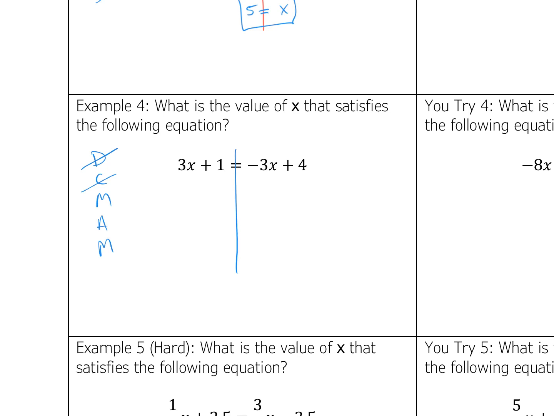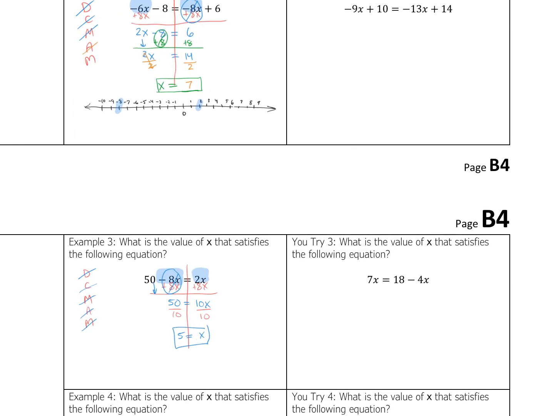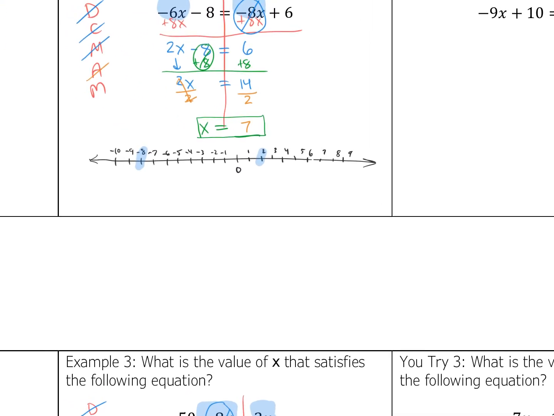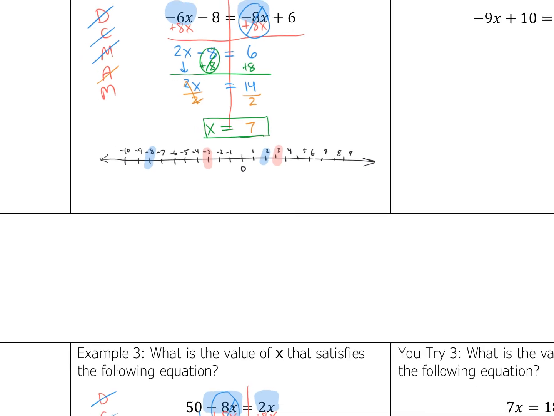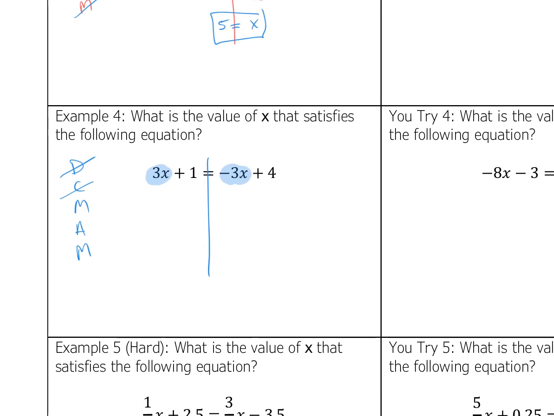Can I move the smaller variable? So I have 3x and negative 3x. If I were to look at the number line, same process. So if I look at negative 3 and positive 3, negative 3 is right there, positive 3 is right there. Negative 3 is to the left, so I'm going to move negative 3 instead of positive 3. So in order to move negative 3, I need to do the inverse operation, so that'll be add 3x to both sides.